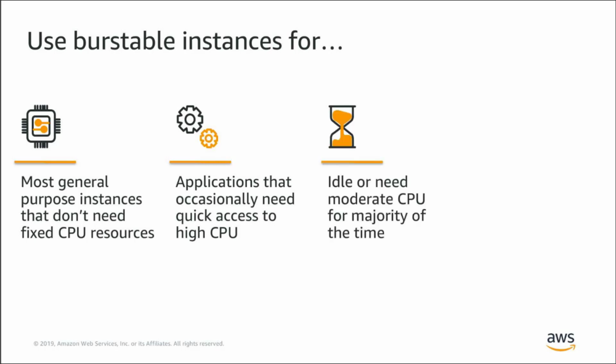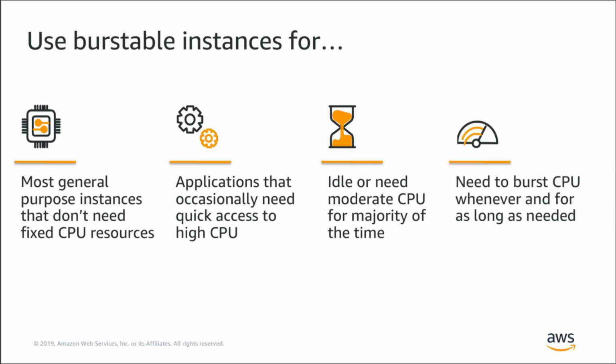So idle or moderate CPU for the majority of the time, that's another good indicator to look for. Average CPU is the key one, but then you could also look for how long it's idle. That might also be a really good indicator for a target workload that you're running today. And then if you need it to burst whenever and for as long as needed, that's another great use case. So you don't have to worry about those times where you actually do need a lot of CPU.